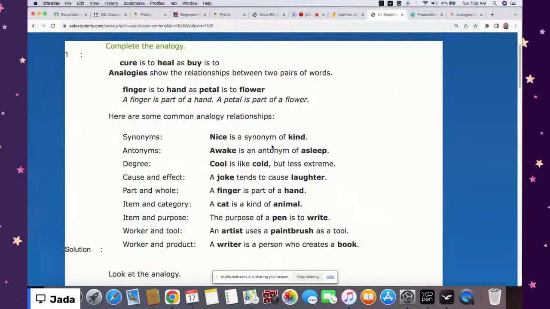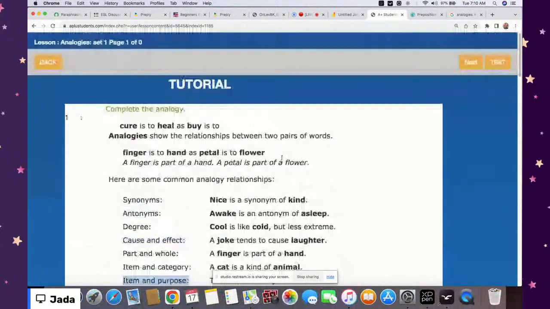Then we have cause and effect. A joke tends to cause laughter. So if there's a cause, what does it lead to? Then we have finger as part of a hand, which is part and whole. Then we have the item and the category, like cat and animal. Item and purpose: the purpose of a pen is to write. Worker and tool: artist and paintbrush. Worker and product: writer and book, right? And if the word is student, we could have school, because school has lots of students.